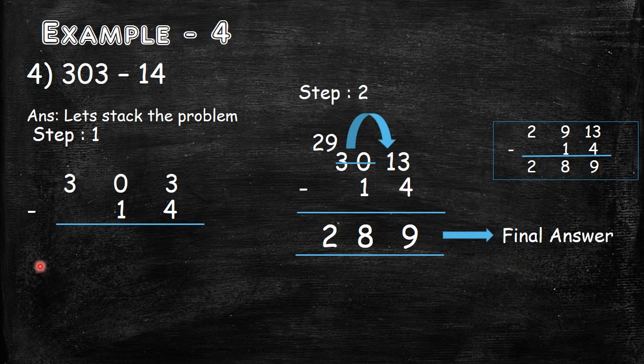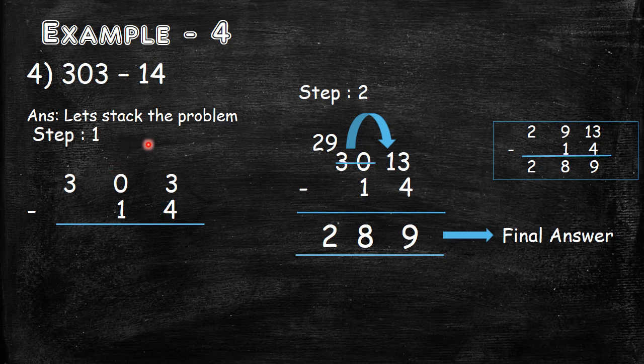Let's do another example here. 303 minus 14. Let's start the problem. 303 is the greater number, minus 14 is the smaller number. So greater number minus smaller number. However, in the ones place you have 3 minus 4. That is smaller number minus greater number, which is not possible. Neither can we switch. So what do we do?